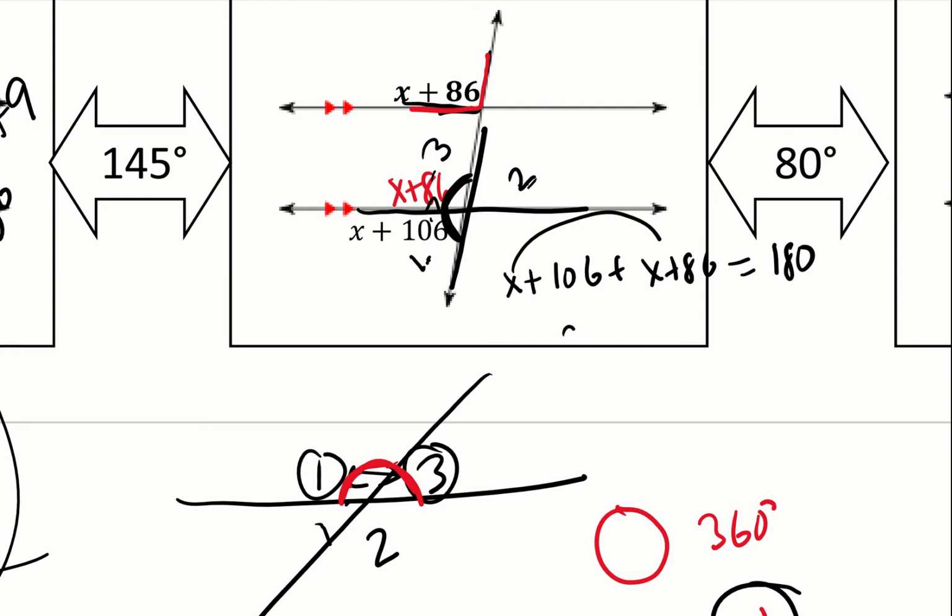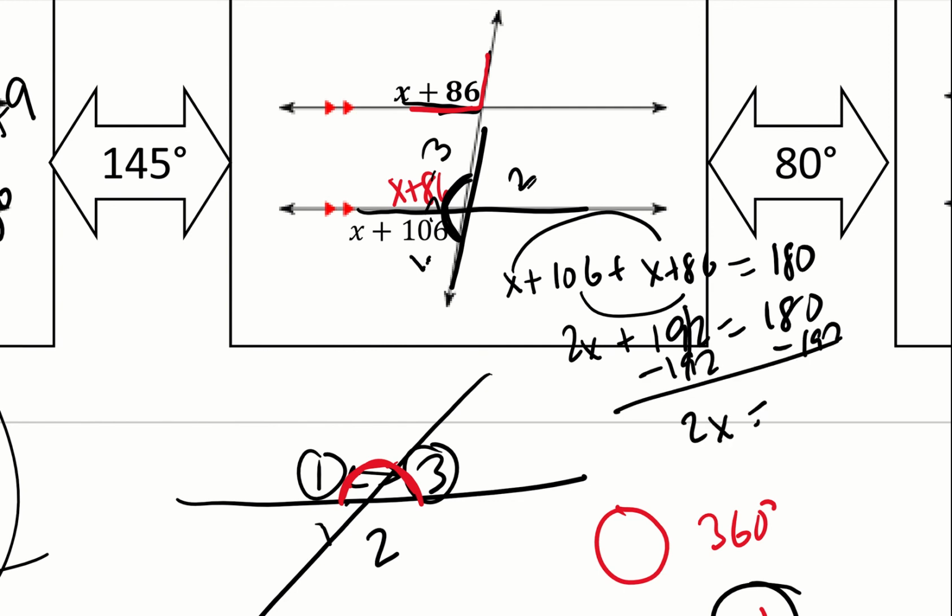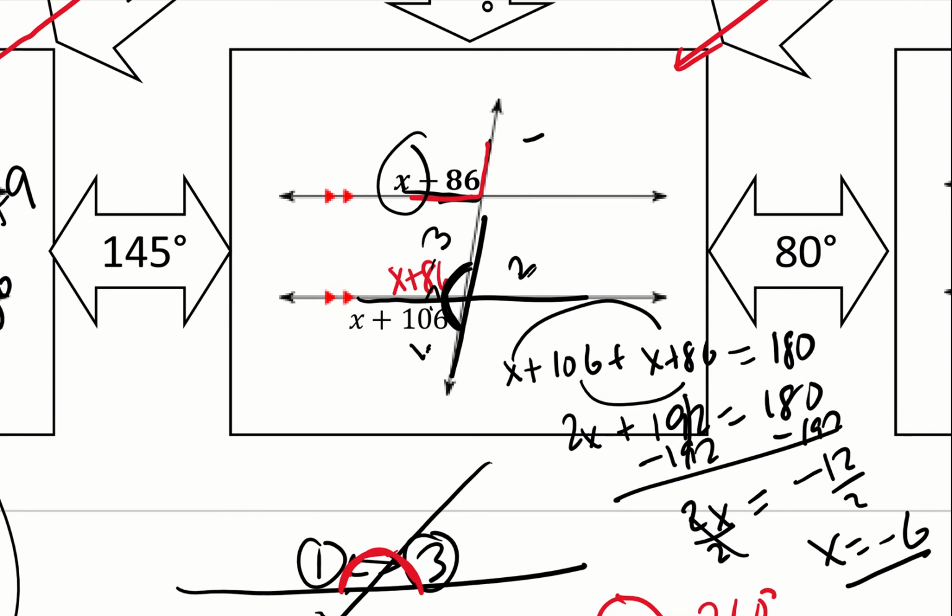So we'll go ahead and add the x's together. We'll combine the like terms. 106 plus 86, 192. We'll subtract 192 on both sides. And notice in this case, x is going to be negative because we get negative 12 out of this. And then divide by 2, we'll get negative 6 for x. So x is negative 6, but that's okay because we can plug it in to this bold and get an actual positive solution for an angle. So we got negative 6 plus 86. If we plug that in, we get 80 degrees.